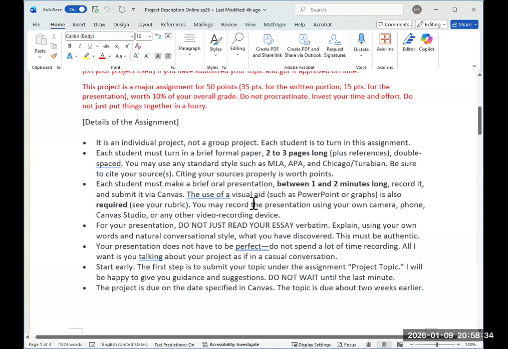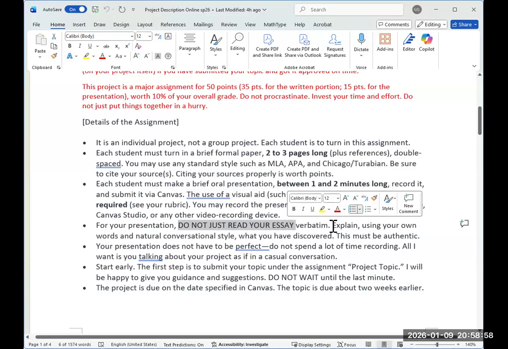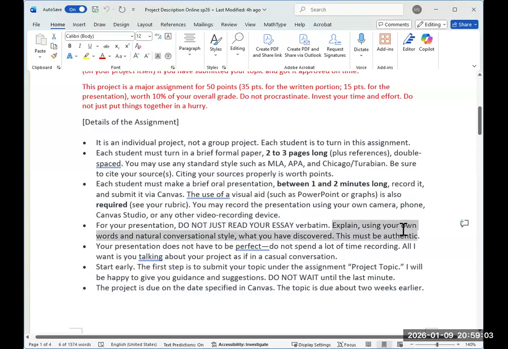You record it using your own device, and then make sure you use a visual aid, which can be a hand-drawn graph or PowerPoint or some sort of a slide that you provide. Okay, you may record your presentation in basically any format as long as I can open it and understand it. Now, do not just read your essay verbatim. This presentation is for you to explain using your own words in a conversational style, telling me what you have discovered. Okay, it has to be authentic.